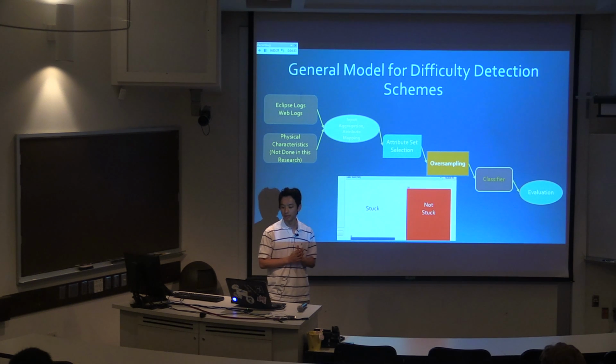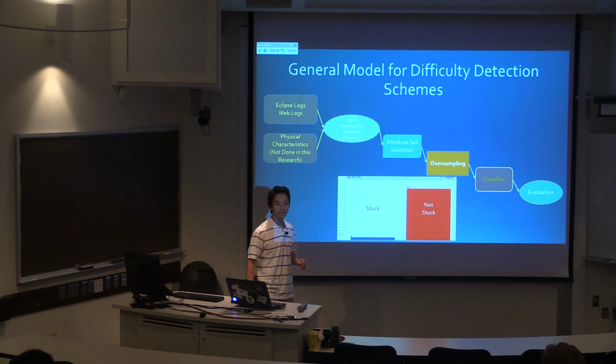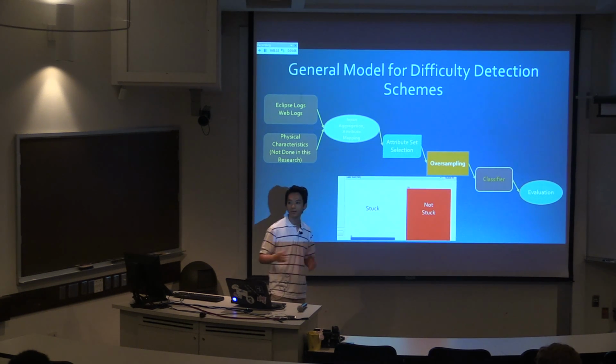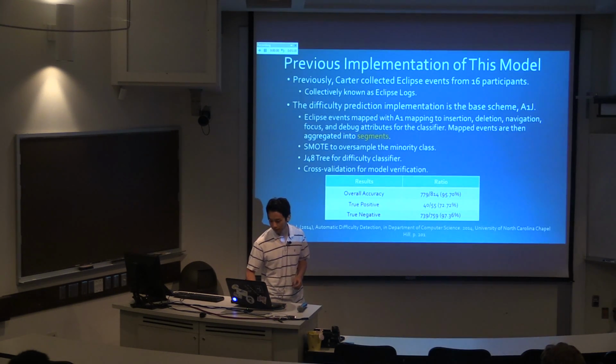So you may have noticed there is an oversampling stage in here. The reason for that is, as you can see by the bar graph down at the bottom, the not stuck class is the vast majority of the inputs, while stuck is just a tiny minority. What the classifier will do in this instance is predict everything as not stuck, because, Occam's razor, it can predict everything as not stuck and still get 96% overall accuracy. So we need oversampling to boost the number of instances of the stuck class, so that the classifier will at least consider predicting it. And that's a major source of difficulty here.